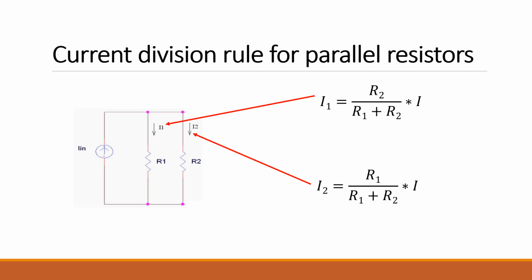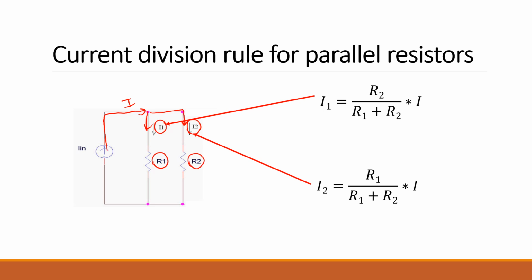When we have the current division rule, we apply that to two resistors in parallel. When we have many resistors in parallel, we can simplify them to two resistors. We already know how to find the equivalent resistance when the resistors are in parallel. So now let's take two resistors in parallel, and a current I is coming into this node, and this I is split between these two resistors. I1 is going across R1, and I2 is going across R2.